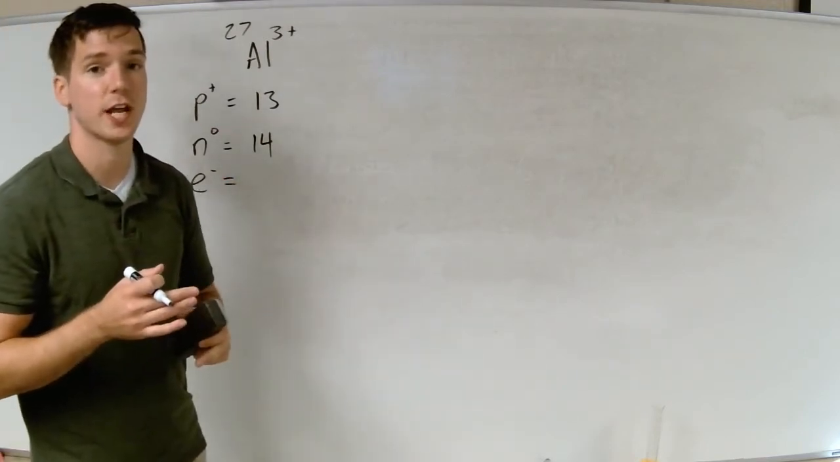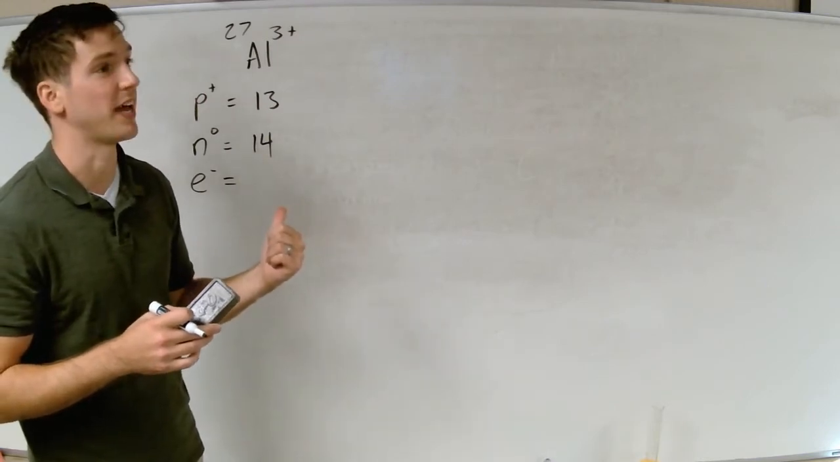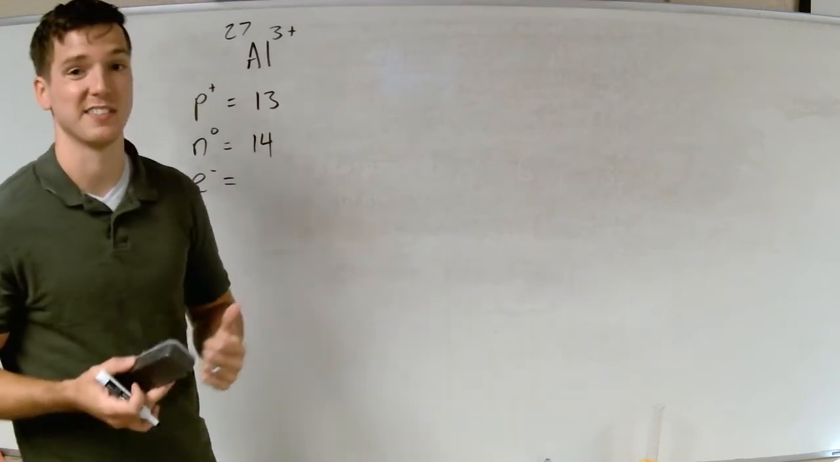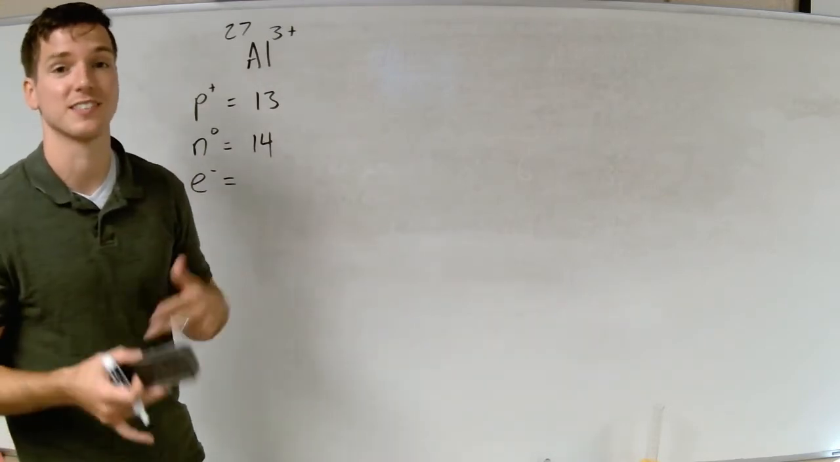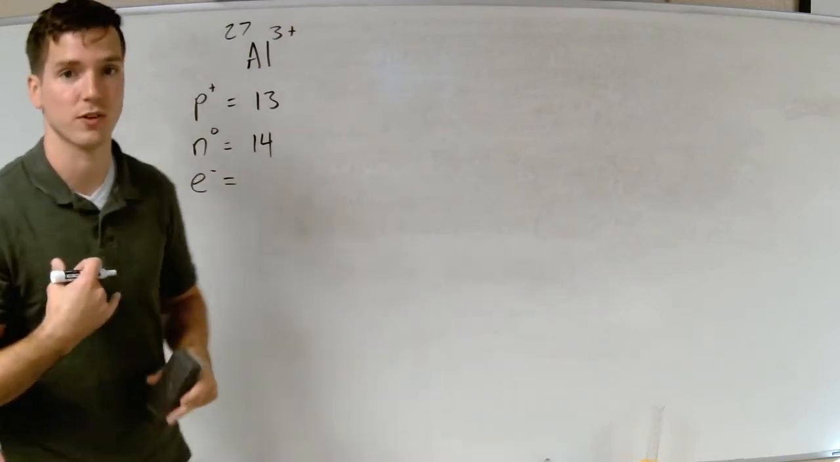Electrons, right? Protons is never going to change. Okay, if I change protons, I no longer have aluminum anymore. I'm going to have something different, like silicon, or I might have magnesium, okay? I can't change the protons. The electrons is what changes. Those go away, or we add extra electrons.